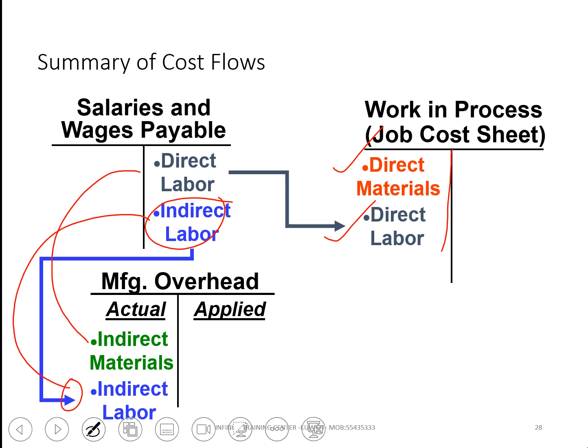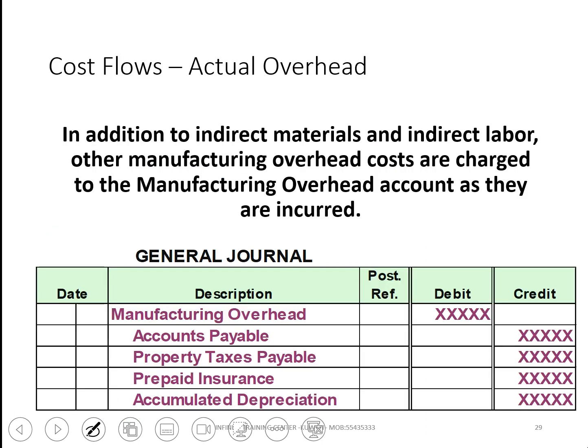Sorry, indirect labor and indirect material have gone to the manufacturing overhead control account, and direct material and direct labor cost have gone to work in progress. Now we will have a lot of other overheads. So for all the other overheads, we will debit the manufacturing overhead control account.